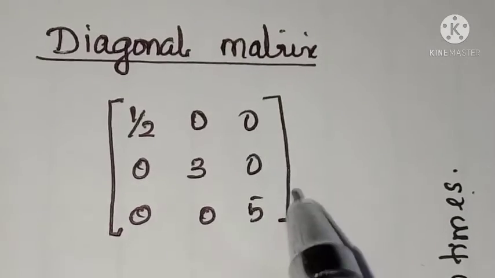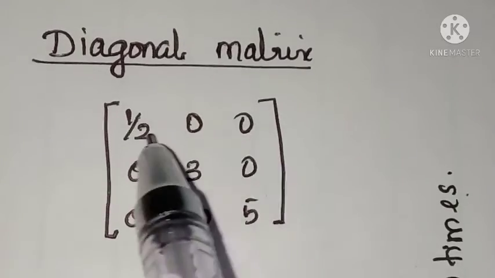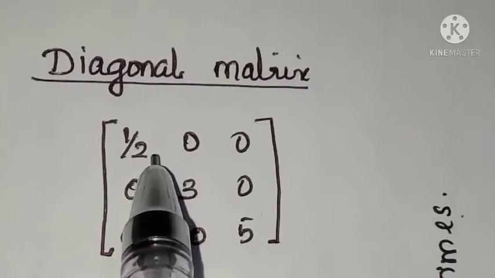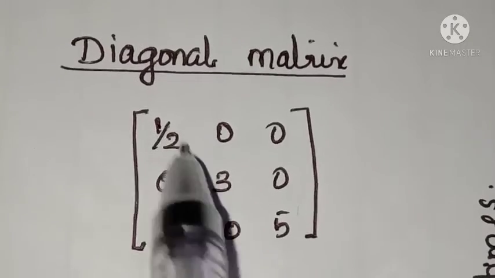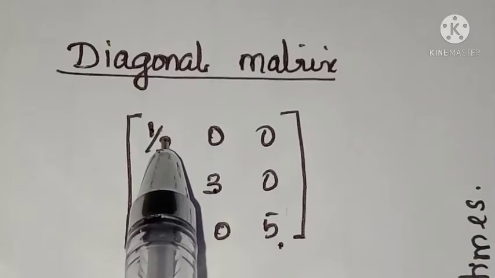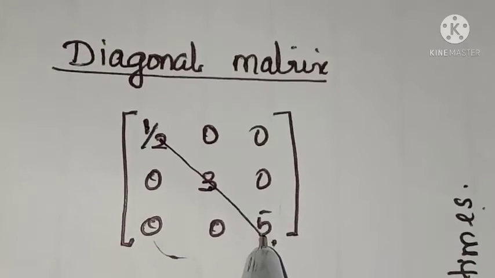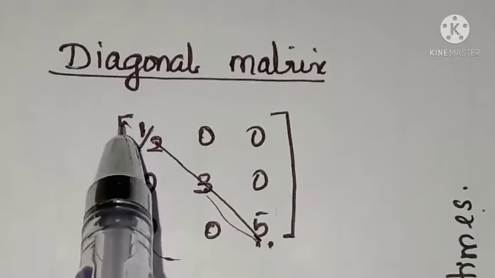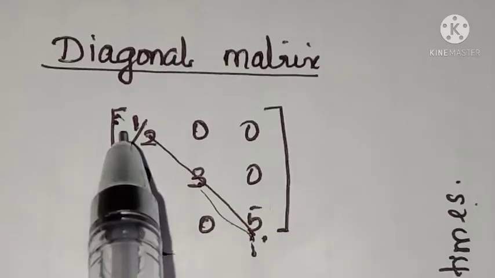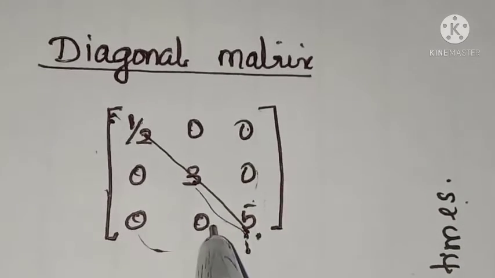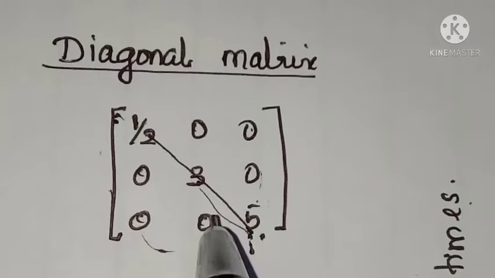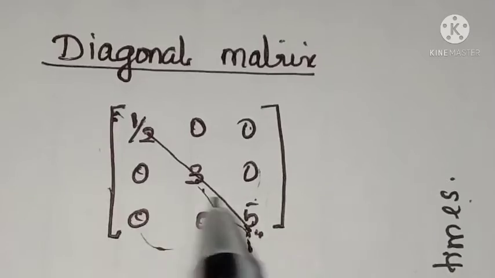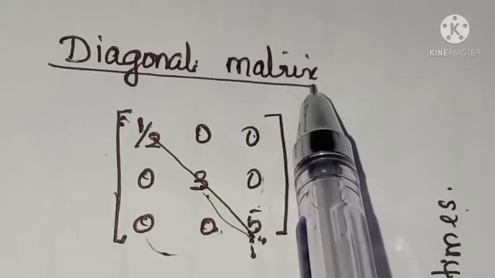Now look at this matrix. Here some elements or entries are 0 and some elements are non-zero. See here, the non-zero elements are 1, 2, 3, 5. All these numbers occupy the diagonal form. So these elements are known as diagonal elements. In this matrix, the non-diagonal entries are 0 and the diagonal entries are other than 0. Such a matrix is known as a diagonal matrix.